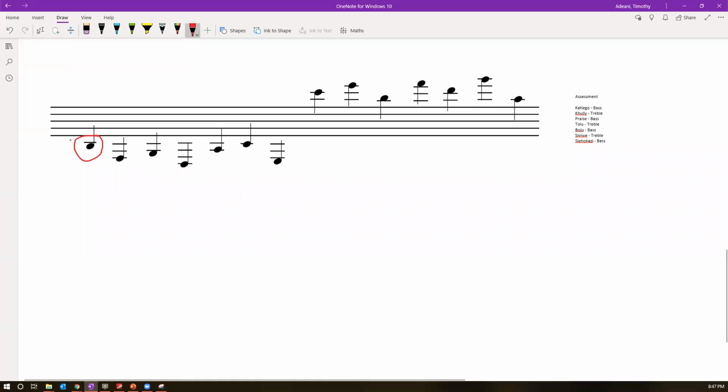For treble clef, you know that it curves or anchors around the G line. There you go. Yes, that's there. And then you know below G you have.